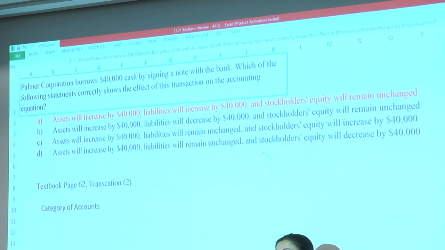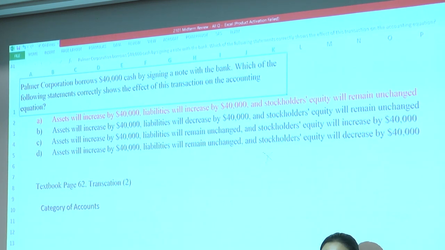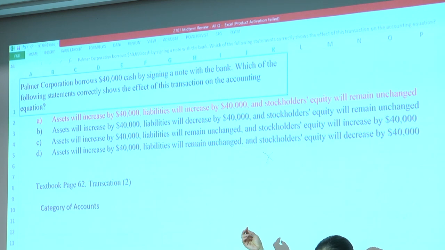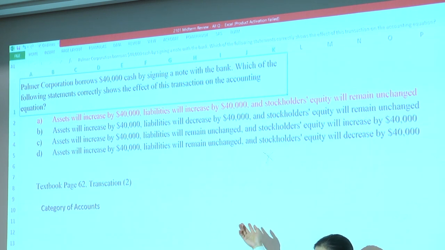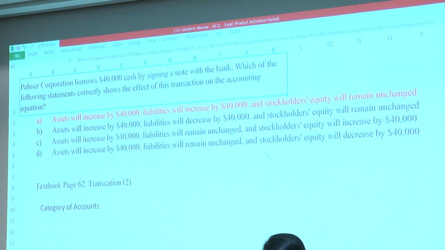And later on, we will have another one about journal entries. Now that we know the effect, we have a set of rules in accounting to record the effects. Now let's apply the rules to this transaction and record the journal entry, which is the next question. So we can go together one by one. All right, step one, again, is to categorize the accounts.